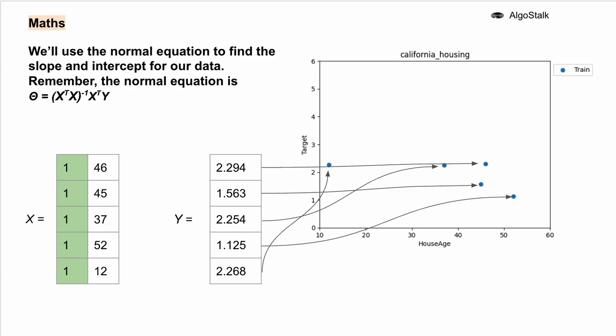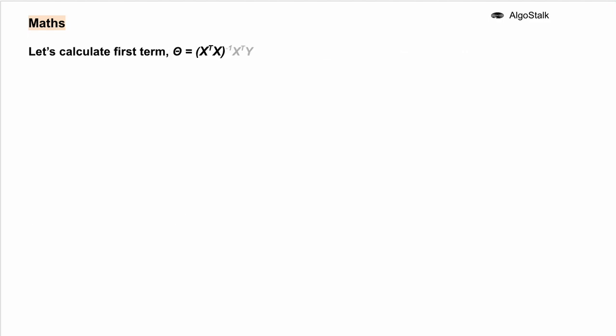Here's what the matrices look like. We'll plug these matrices into our normal equation to compute theta, which gives us the values for the slope and intercept of the best fit line. This is where the math meets the real world. Now, let's dive into the calculation.